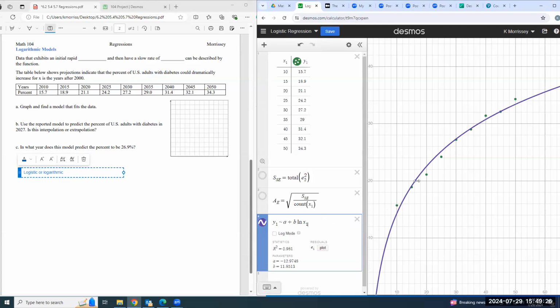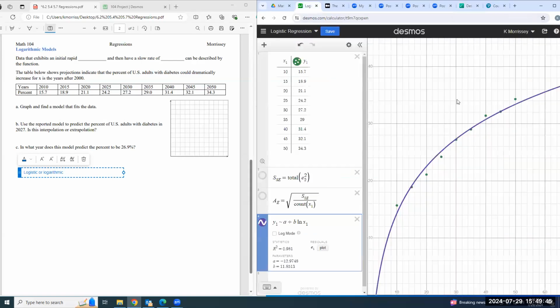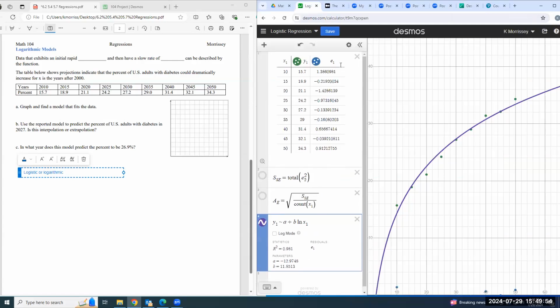Well, it isn't quite hitting all of your points. So it's not going to be perfect, and we can see that from r squared when we take the square root of it, 0.981. It does get us close, so 0.9905. So it's decent. It's not a great fit though. It's not a good fit. I'd say it's okay.